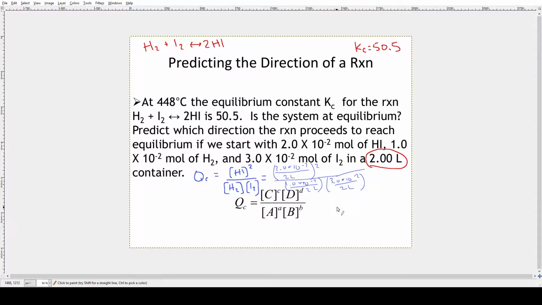All right, so plug this in your calculator and you end up getting QC is equal to 1.33. That's kind of a messy calculator equation, so you might want to pause it and make sure you can get the same thing as me. All right, so when I compare this to my equilibrium constant, I find out, this is smaller than 50.5. It's smaller. So think to yourself, if it is smaller, what does that mean about my concentration of reactants or products, and which way does it need to shift? So go ahead and pause it and figure that out so you can compare it to what I have.